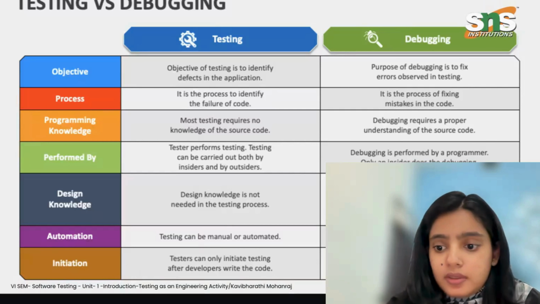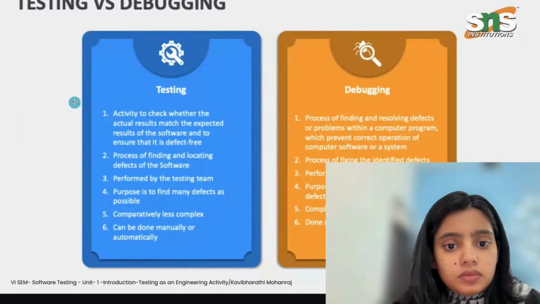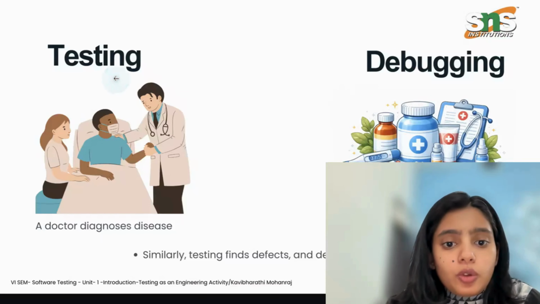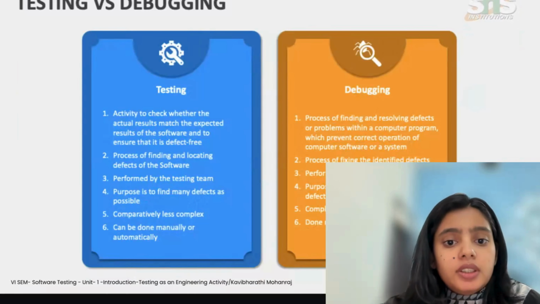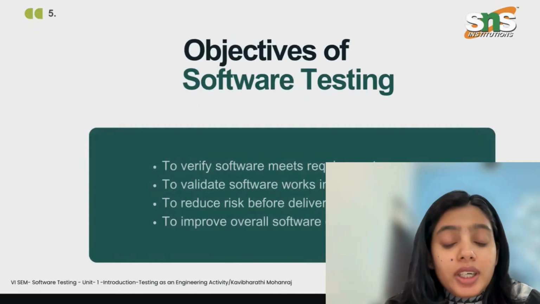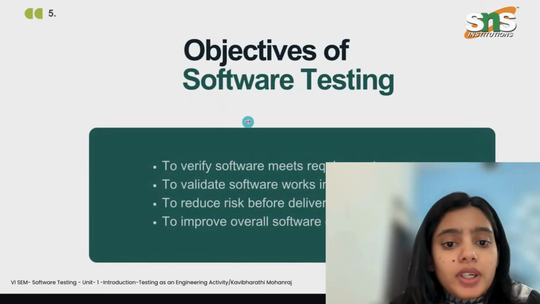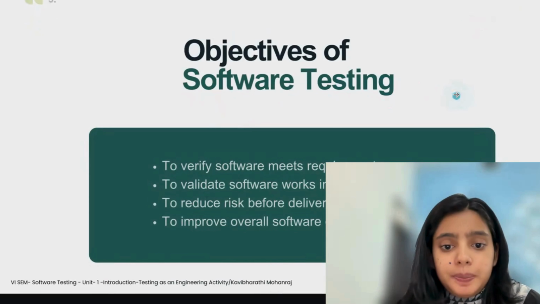So, objectives of testing. The objectives of software testing are to verify the requirements, to validate real world working, to reduce the risk, and to improve the quality. Testing ensures software works not just technically, but practically.